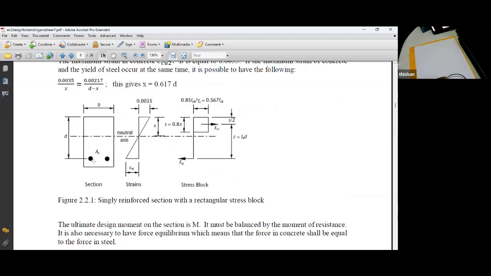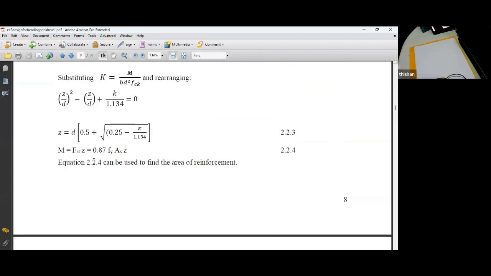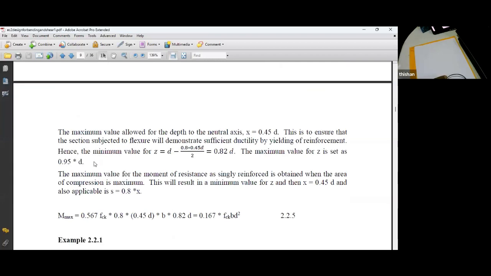So what can you gather from this? Don't provide too much reinforcement. If you need 3 numbers of 20 millimeter bars, the maximum you will provide is 2 numbers of 20 millimeter bars and 1 number of 25. You will not go for anything beyond that. And what is the reason for that? So let's have a look at it. I'm going to go to the sheet now.